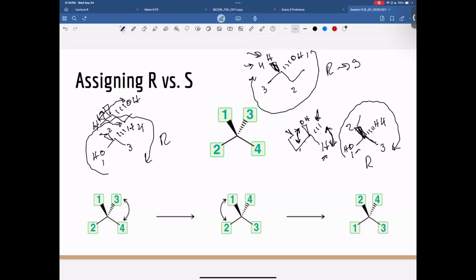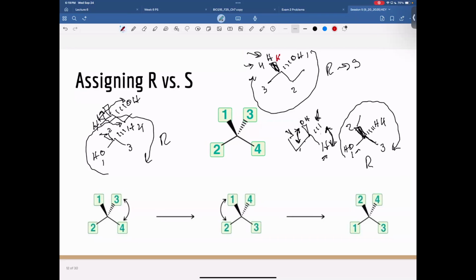The only time you don't do the double switch is when the H is up here already on a wedge. Essentially, what you're trying to do is just get the lowest priority group towards the back and put it on a dash. That's your goal every single time you want to assign R and S for these.